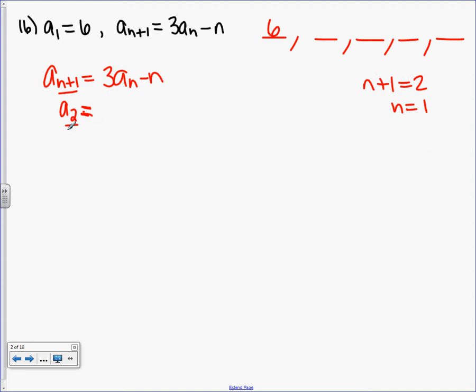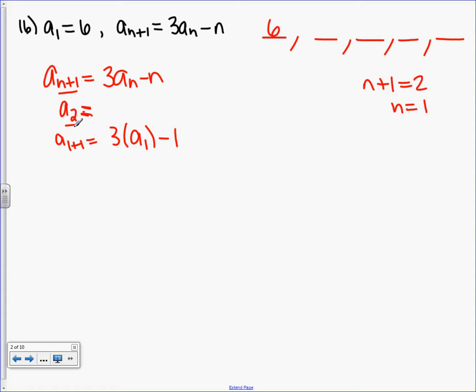Do you guys get that this is the same as 1 plus 1? This is the same as this? So n is 1. Okay. So 3 times a sub 1 minus 1. I'm going to say it again. You can start writing if you want to, okay?